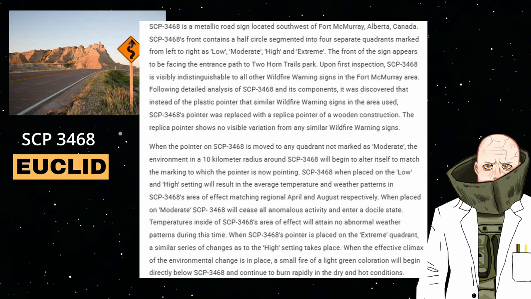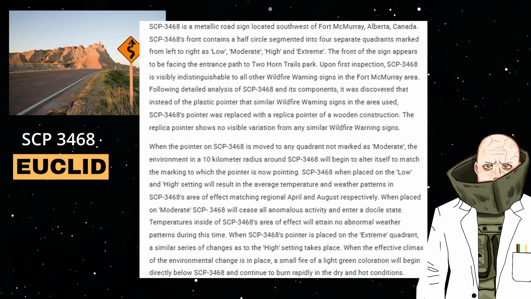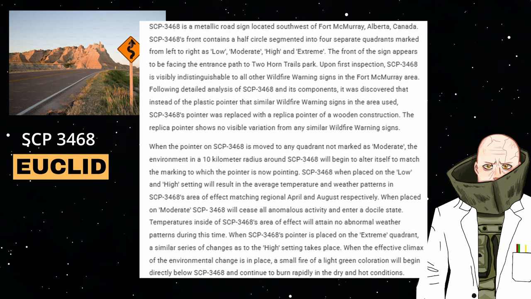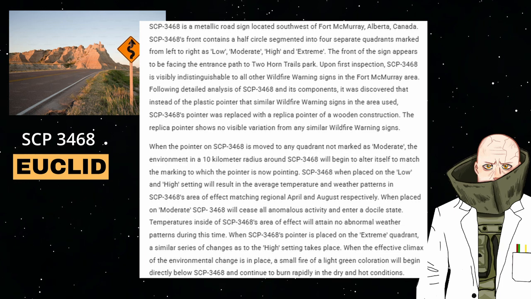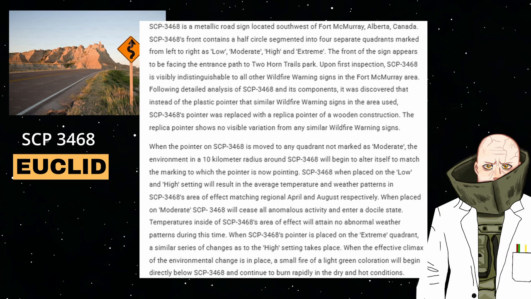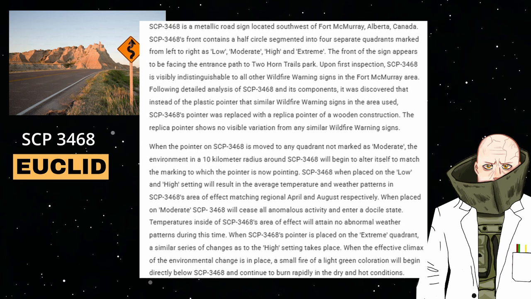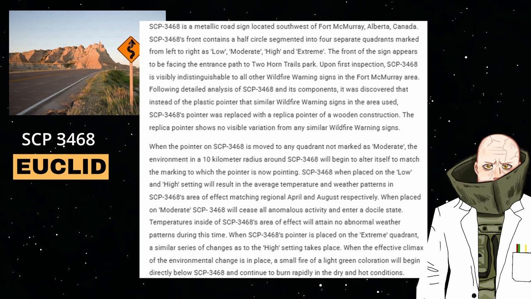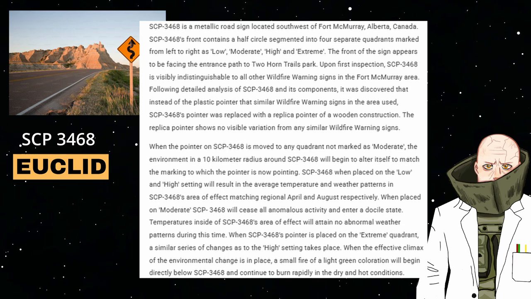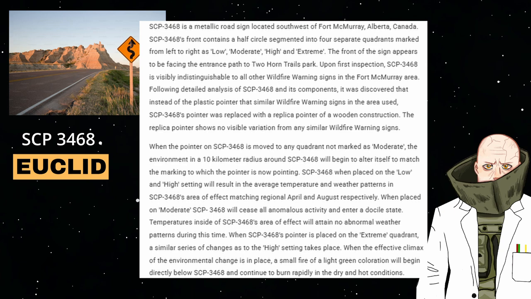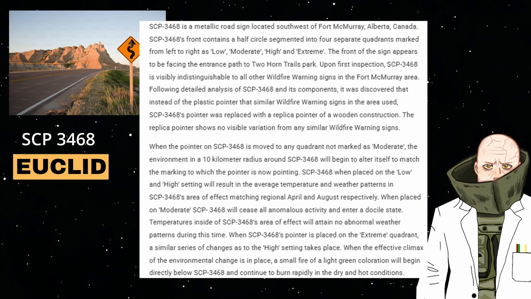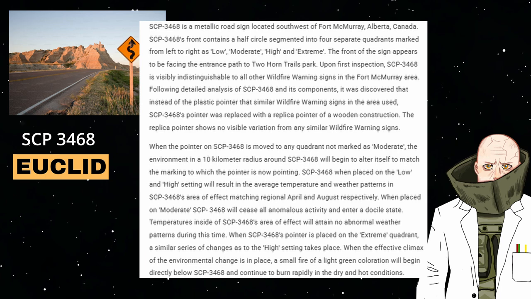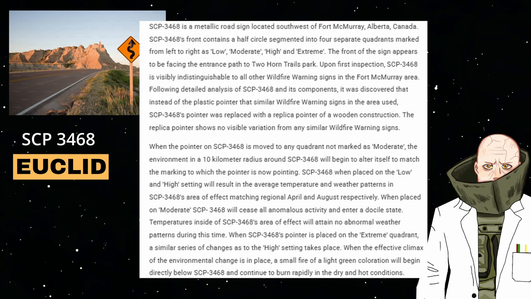Following detailed analysis of 3468 and its components, it was discovered that instead of the plastic pointer that similar wildlife warning signs in the area use, 3468's pointer was replaced with a replica pointer of a wooden construction. The replica pointer shows no visible variation from any similar wildlife warning signs. When the pointer on 3468 is moved to any quadrant not marked as moderate, the environment in a 10-kilometer radius around 3468 will begin to alter itself to match the marking to which the pointer is now pointing.